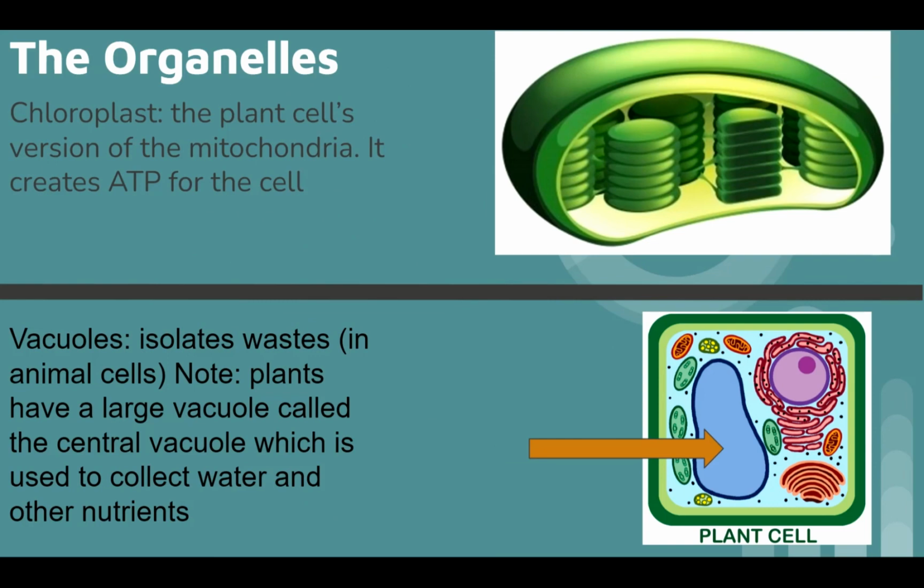Next organelle, the chloroplast, only found in plant cells, is the plant's version of the mitochondria. It creates ATP for the cell through a process known as photosynthesis.